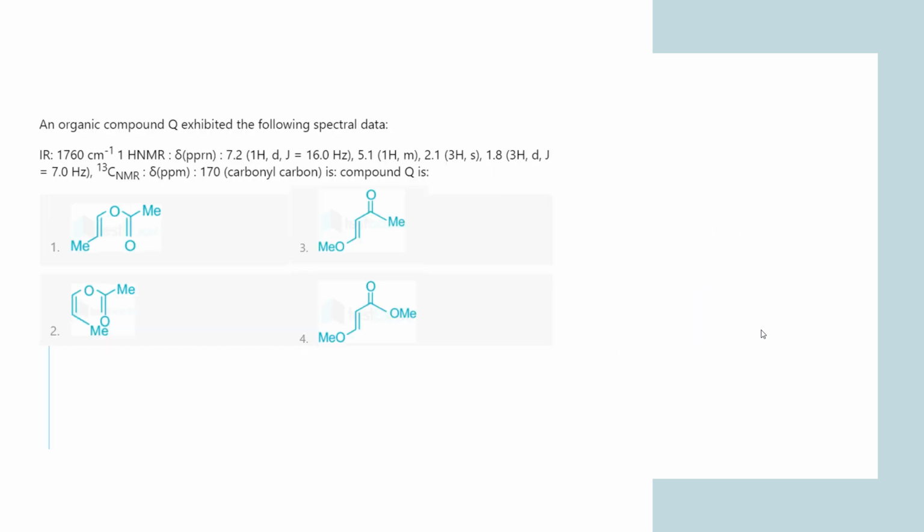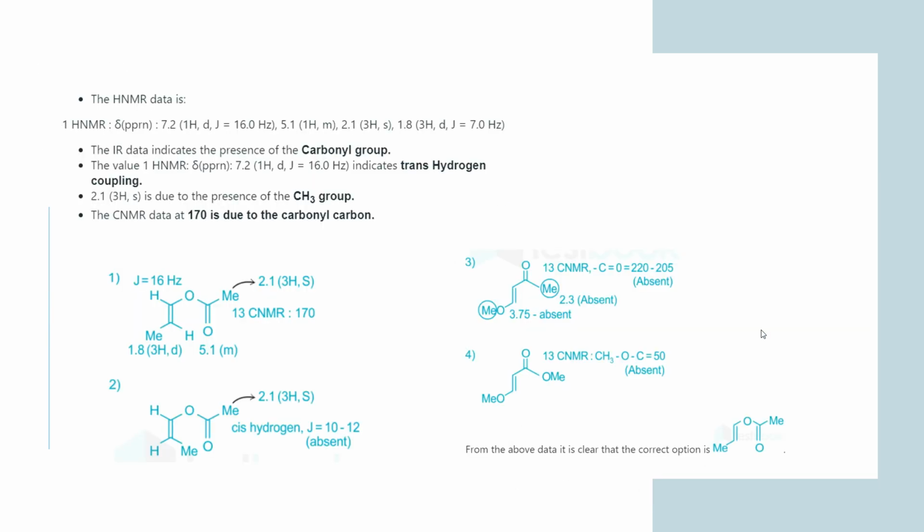And then in question number 11, we tried to figure out the structure of one organic compound Q based on the 1H NMR spectroscopy and 13C carbonyl signal. Here we talked about vicinal cis and vicinal trans coupling of alkenes and saw that the correct structure of the compound was option number 1.